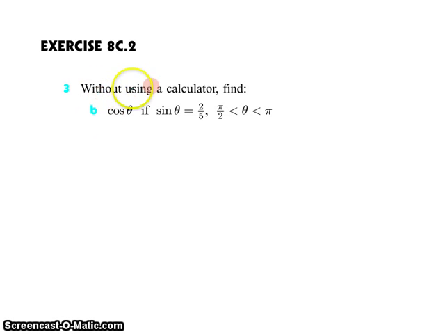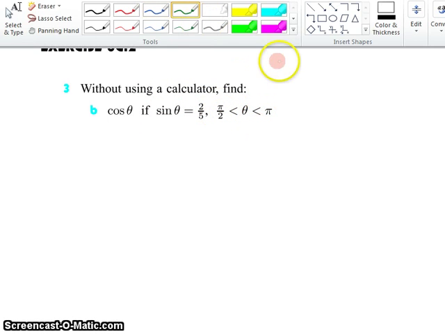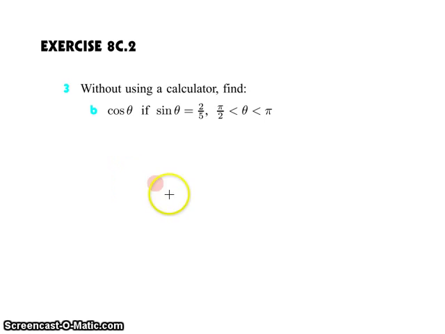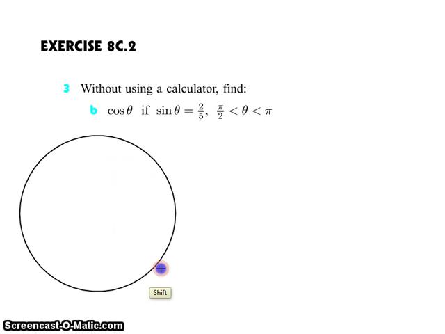It says, first off, we're not allowed to use a calculator, and we're told that we need to find the cosine of theta if the sine of theta is 2/5. We're also told that theta is between pi on 2 and pi. So let's start by drawing a unit circle so we can visualize what's going on.